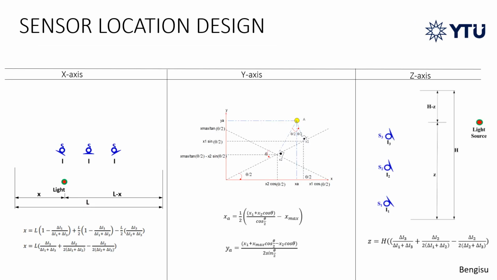To get the equations of position, 3 sensors were placed on a single axis, and their current values were compared with one another. Then a formulation was made by associating the location of the light source with the distance of the sensors from each other.